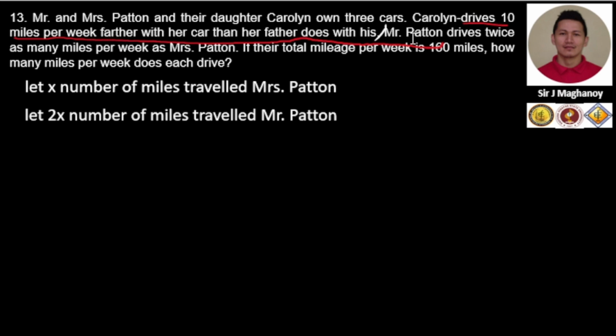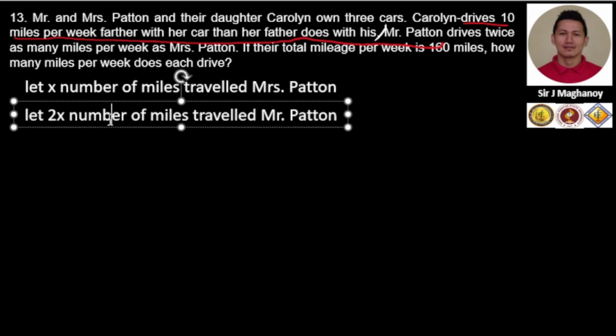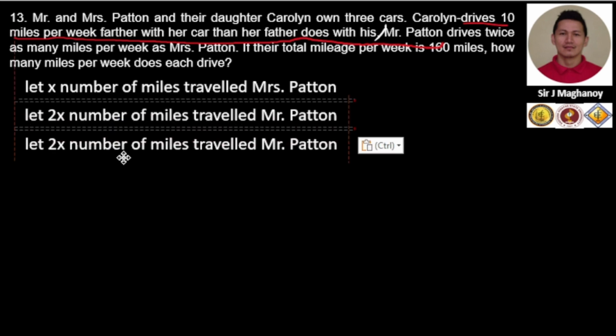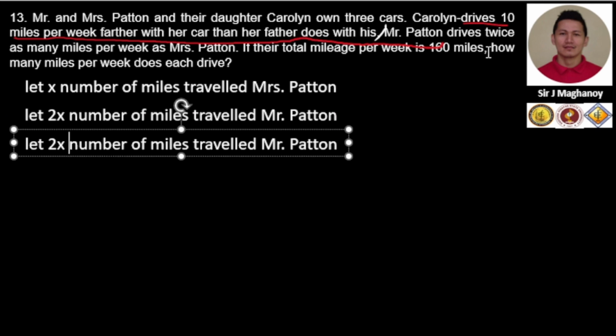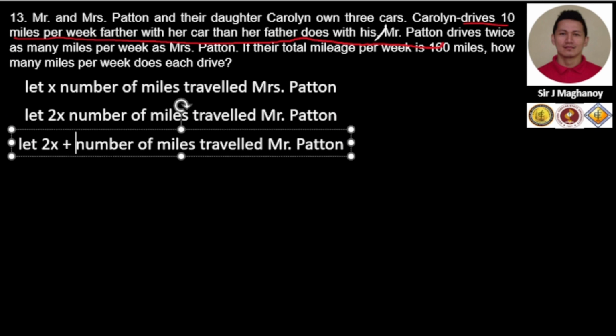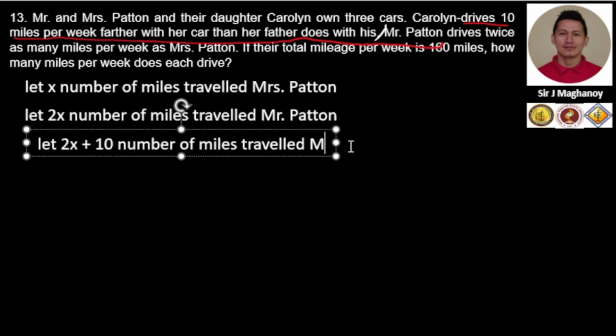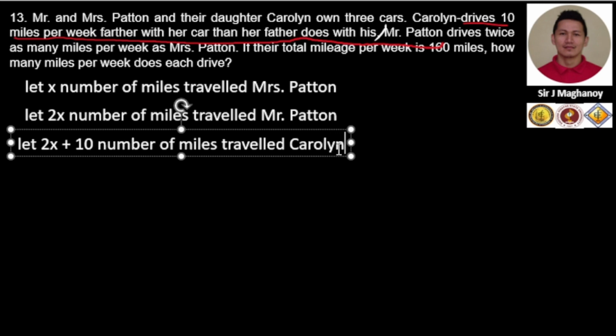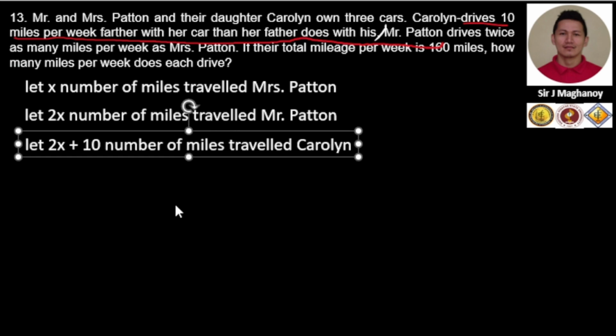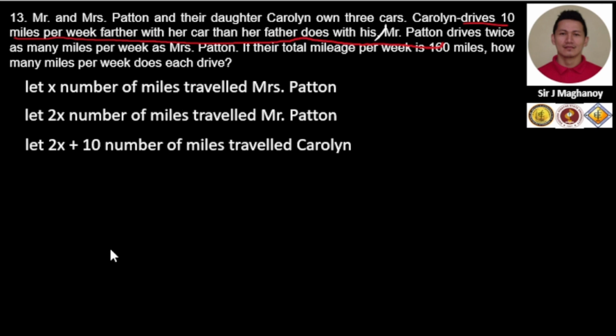We simplify the statement, right? Carolyn drives 10 miles more than her father, Mr. Patton. So if we write that equation, that is the father's travel plus 10. Plus 10 is the number of miles traveled by their daughter Carolyn. So it's obvious that their daughter Carolyn drives the most, because from the assumed quantities, she travels more. Okay, so let's formulate our final equation.